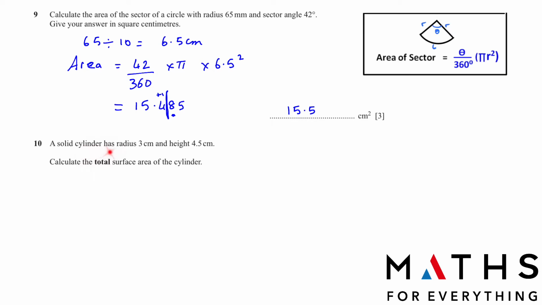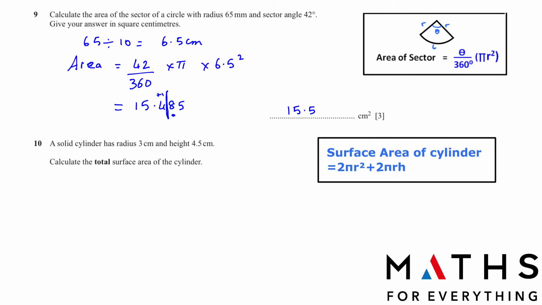Next, a solid cylinder has radius 3 centimeter and height 4.5 centimeter. Calculate the total surface area of the cylinder. To find the surface area of the cylinder, you need to know a formula. Surface area of a cylinder is equal to 2 pi r square plus 2 pi r h. All the marks is for knowing the formula, otherwise it's an extremely easy question. It's a 4-mark question. You already have everything.